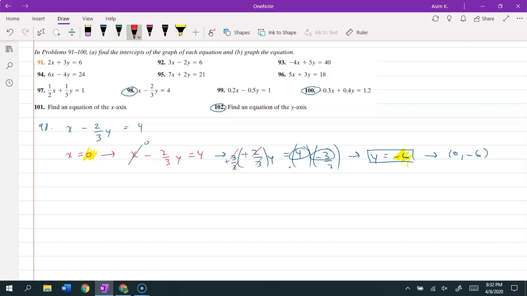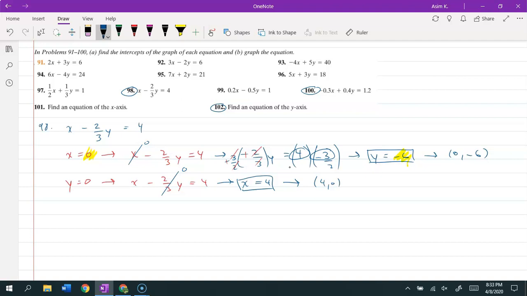Now we're going to write down y is equal to 0. So y is equal to 0, and this time in the equation x minus 2 over 3 y is equal to 4, you're basically going to turn this into 0. And this one is not much to solve, honestly. You basically end up with x is equal to 4. And so since x is equal to 4, you can say, well, 4 comma 0 is the x-intercept, right?